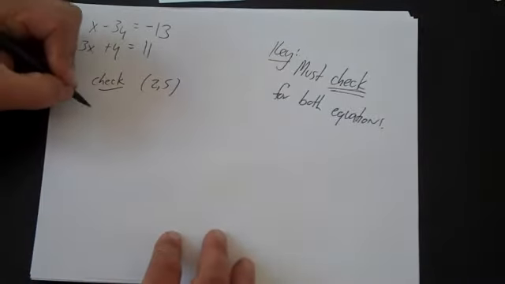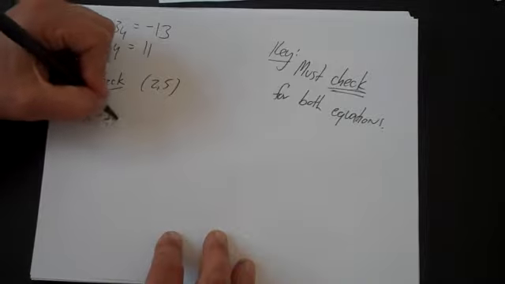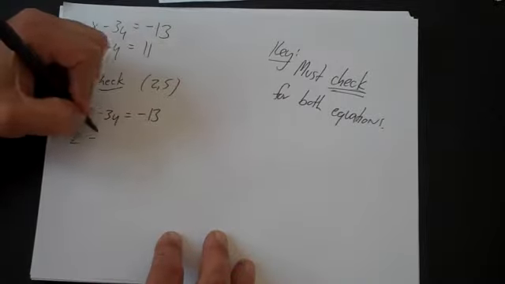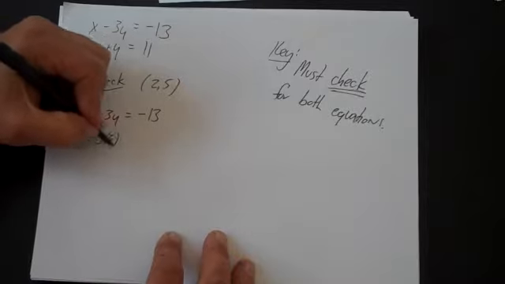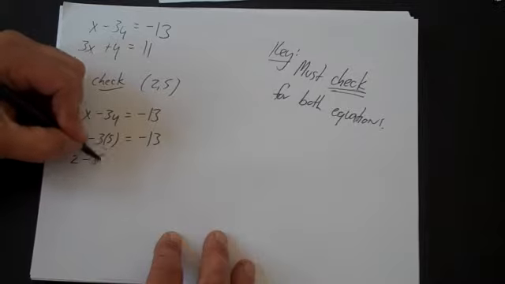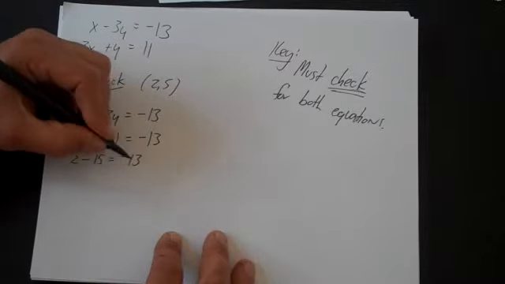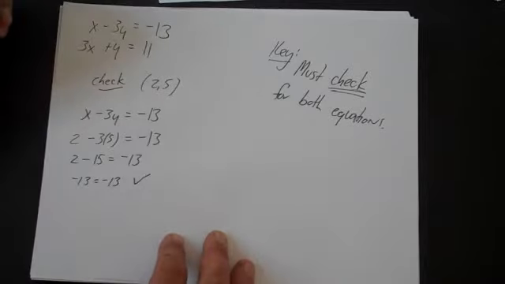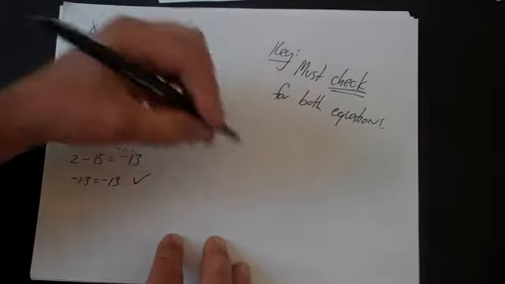So the first thing we do is we go x minus 3y is minus 13. Plug in x equals 2, and y is equal to 5. That's 2 minus 15 is minus 13. Minus 13 is equal to minus 13. So that checks. But then we have to check it for the other equation as well.